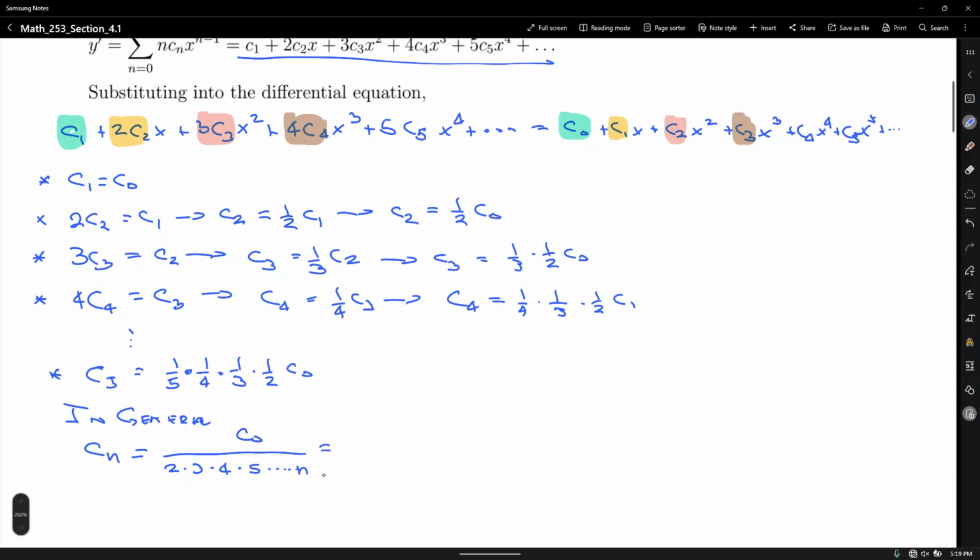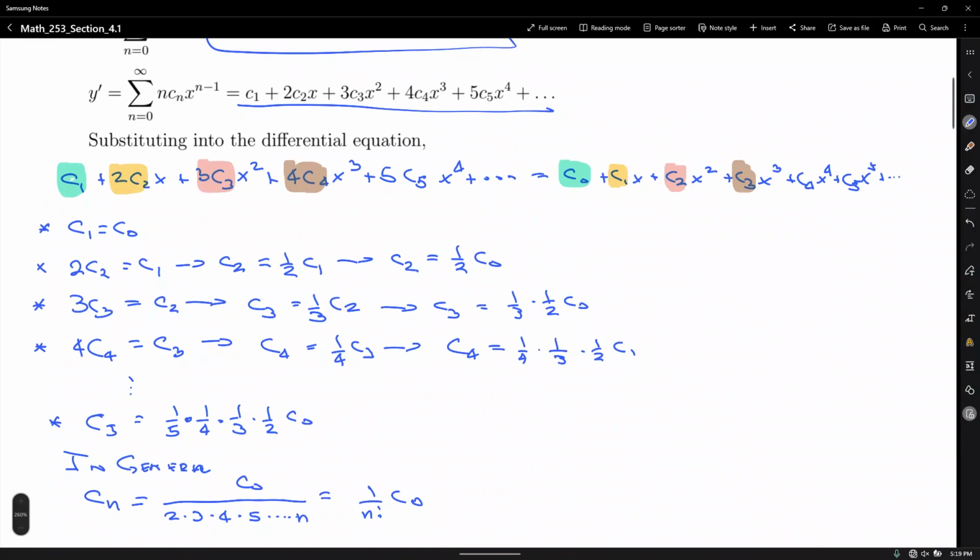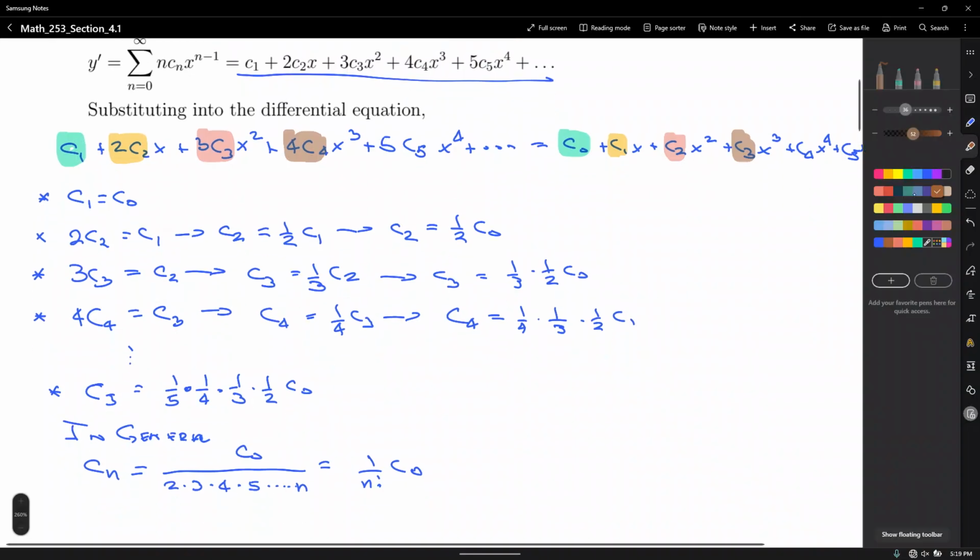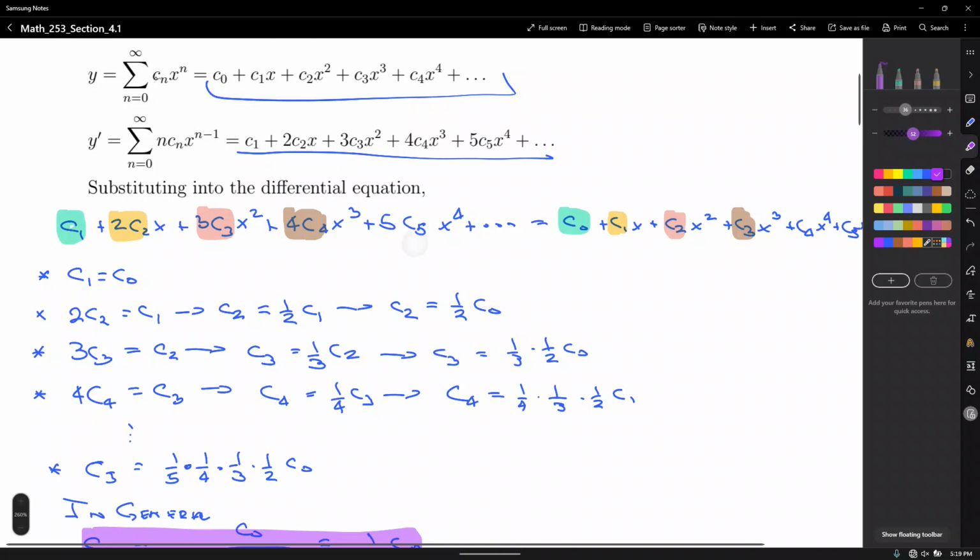Times c naught. This is essentially 1 over n factorial c sub n, c naught. So now we have the coefficient c sub n that we exposed in our solution. Let me use this color. So c sub n, which is all this, I'm going to replace over here. That's what we're looking for, the coefficient of the variable x.